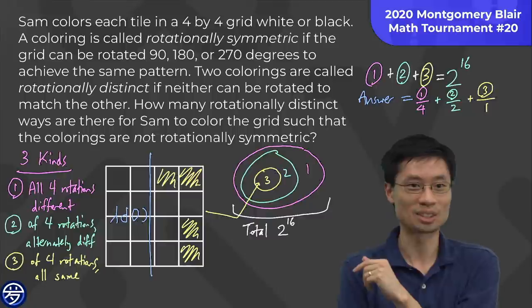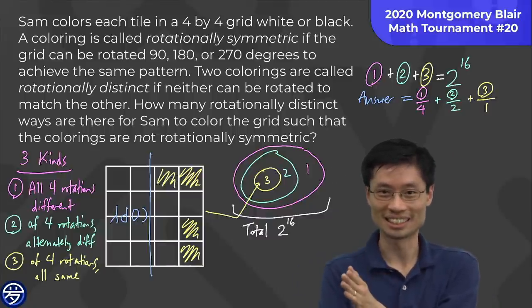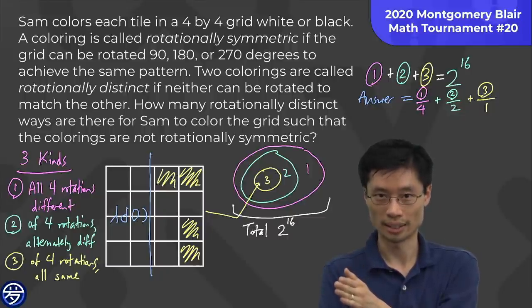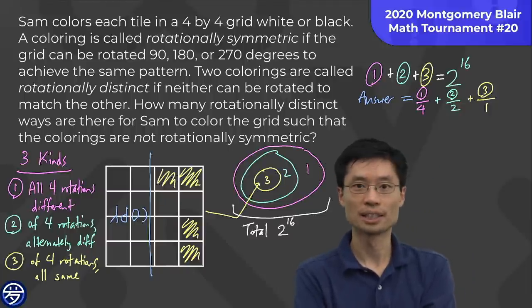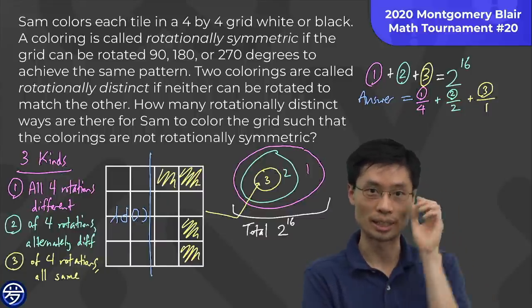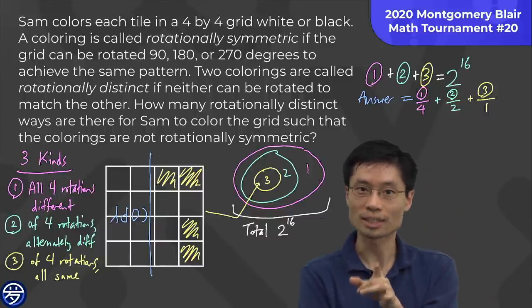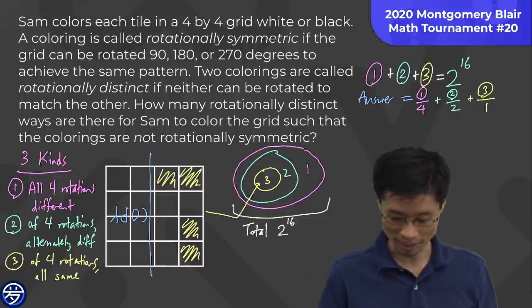It could be that we misunderstood the question. Two colorings are called rotationally distinct if neither can be rotated to match the other. Okay, that's right. And how many rotationally distinct ways are there to color the grid so that the colors are not rotationally symmetric? Oh. So actually, I misunderstood the question. The question actually doesn't want to count the ones that are rotationally symmetric. Oh my gosh, the question is so much easier.